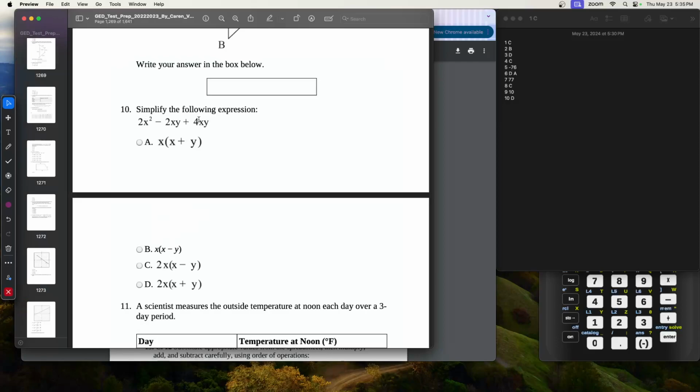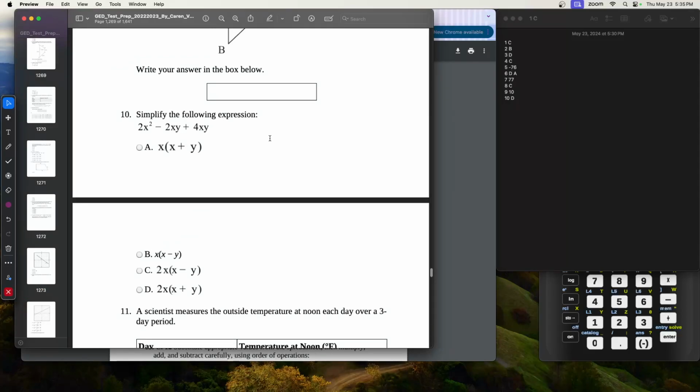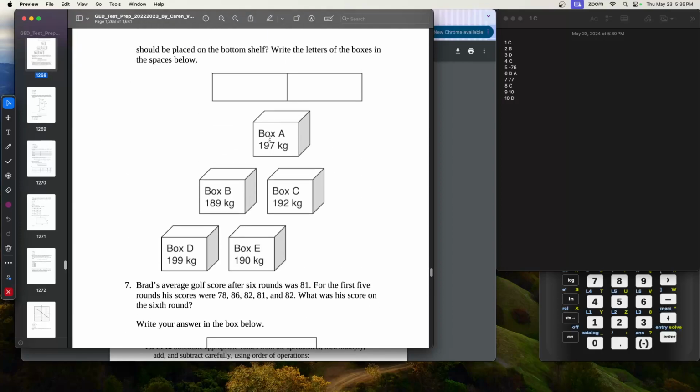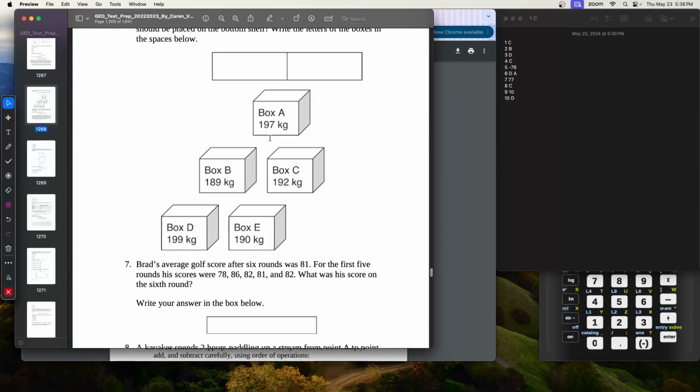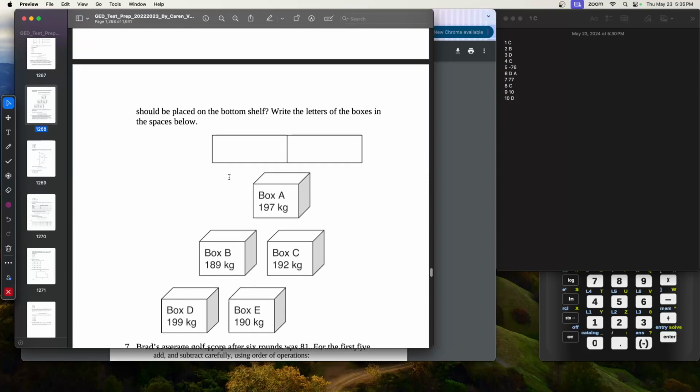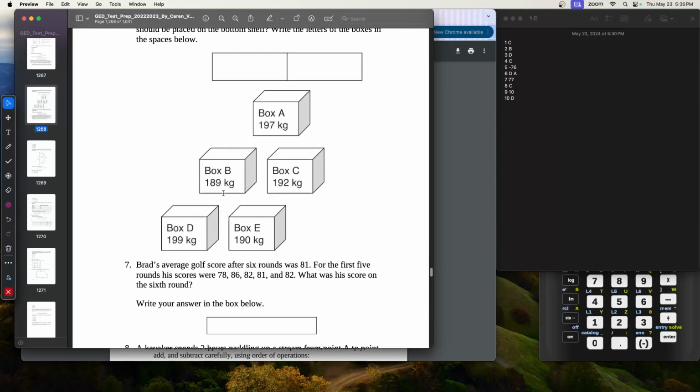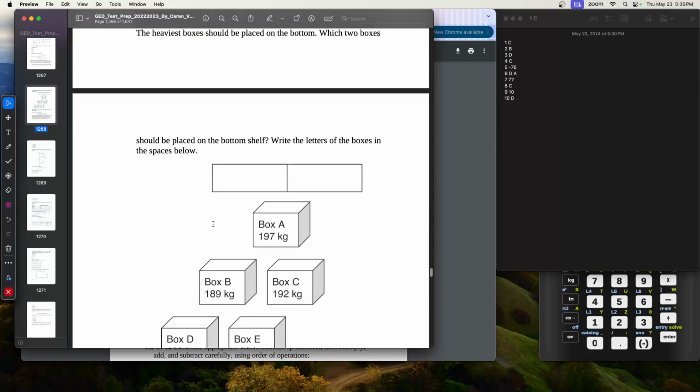And there's no questions? You definitely get questions like 6, right? Pick the heaviest boxes. Or like 199 kilograms, that's like 440 pounds. It's a lot of pounds. It's a heavy box.